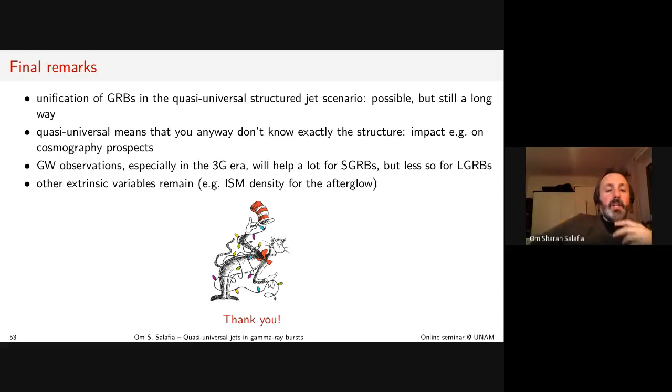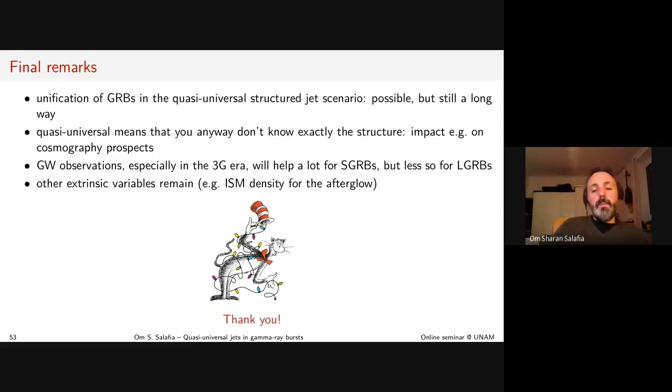But this is not the case in a quasi-universal scenario, in which you have some intrinsic variability. Gravitational wave observations, especially in the third generation detector era, will help a lot because they can provide independent information about the progenitors of short gamma ray bursts, but less so for long gamma ray bursts, because collapsing stars can be seen in gravitational waves only very close by. And anyway, other extrinsic variables remain.